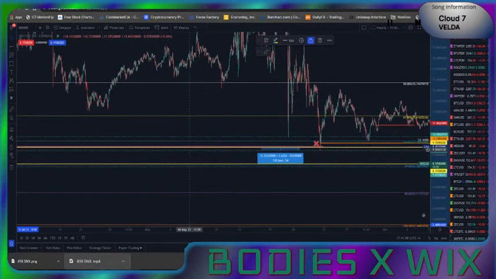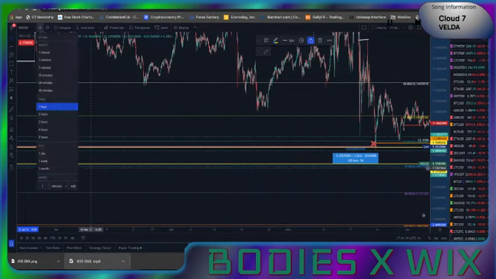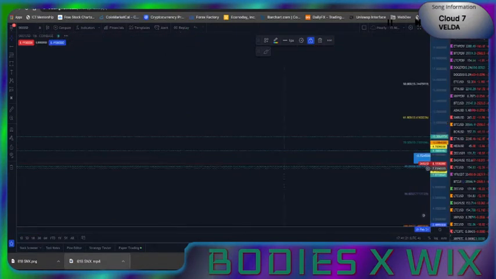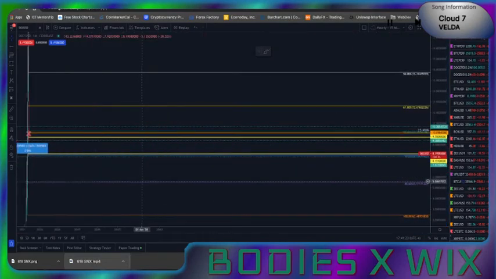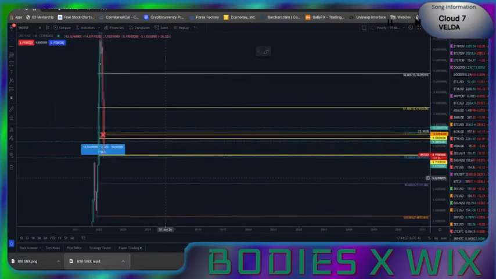This one that I'm talking about, this fair value gap, now this came from the monthly, by the way. I believe, let me double check. I think I only have one or two more.